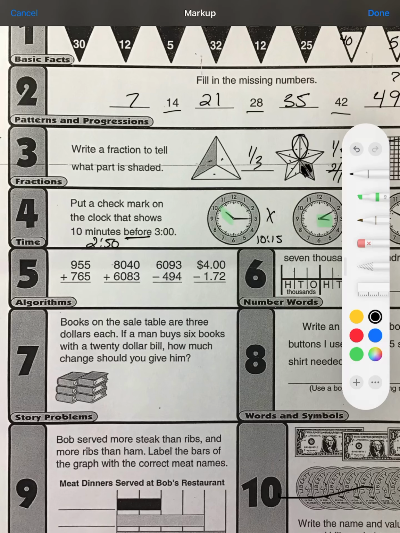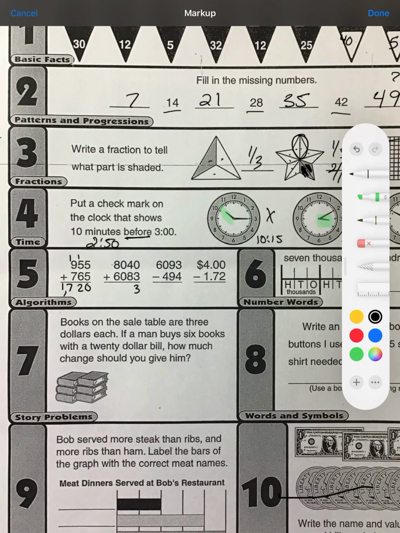Okay, algorithms, standard algorithms for addition and subtraction. 5 plus 5 is 10, 6 plus 5 is 11, plus 1 is 12, 9 plus 1 is 10, plus 7 is 17. So you get the sum of 1,720.